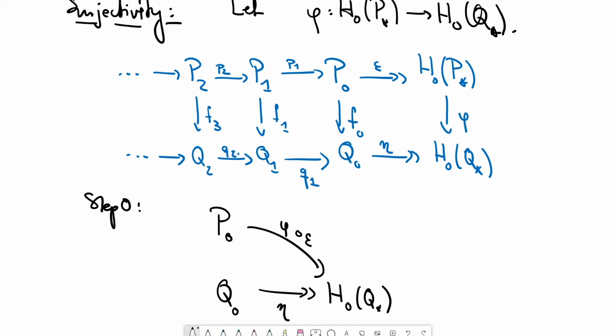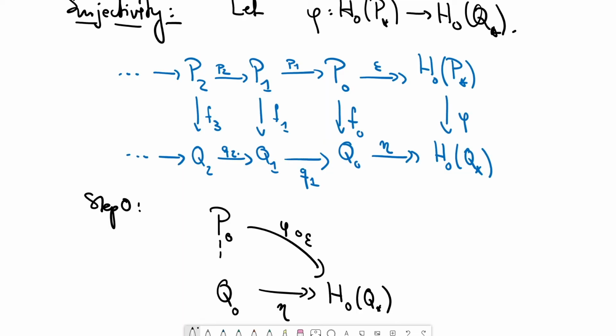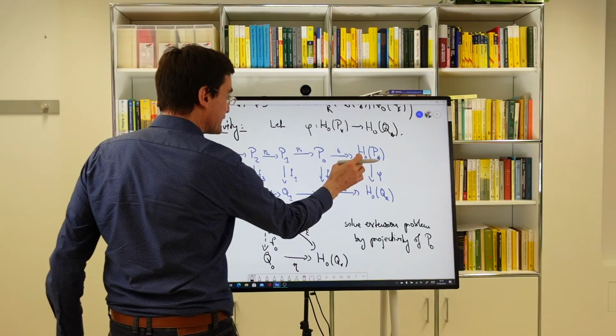And now I use that P0 is projective because this is an extension problem that I can solve by the very definition of projectivity. I have this epimorphism and I can lift this map to Q0. So solve extension problem by projectivity of P0. This gives us F0. And of course, F0 is made in such a way that this first square commutes.